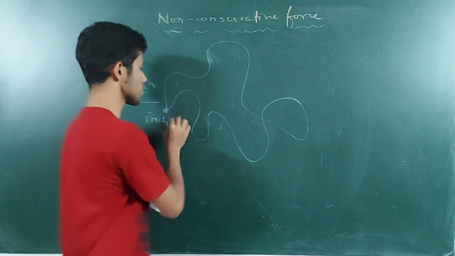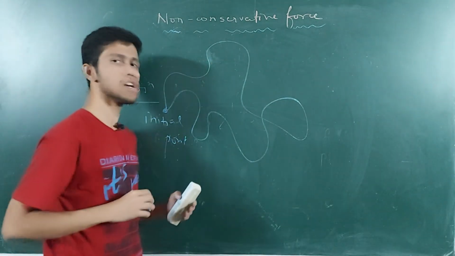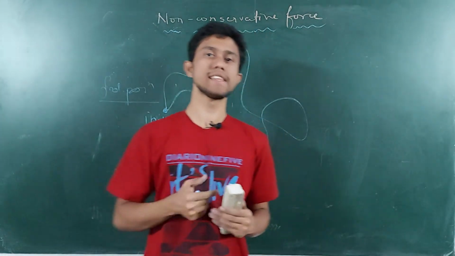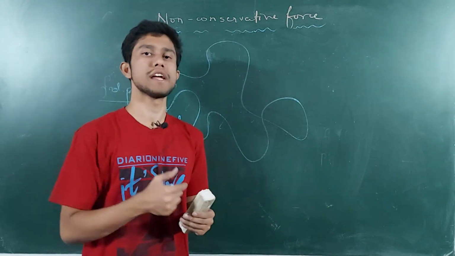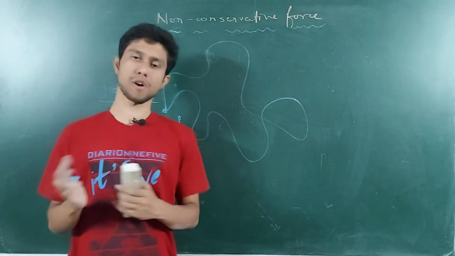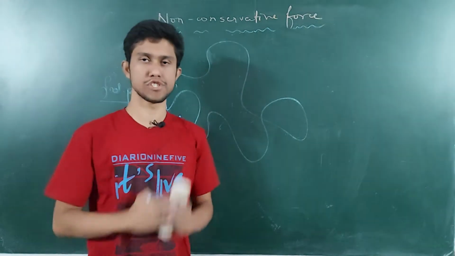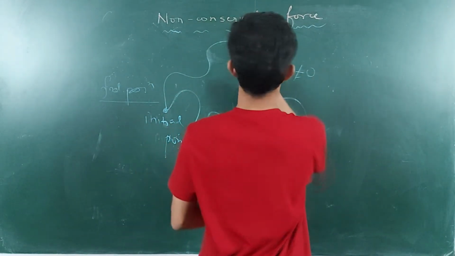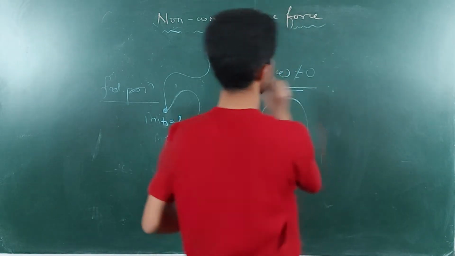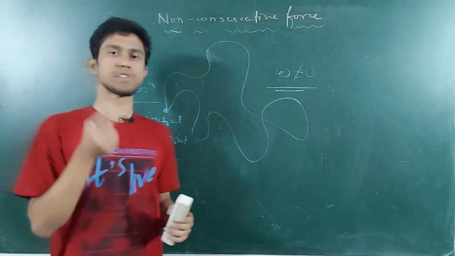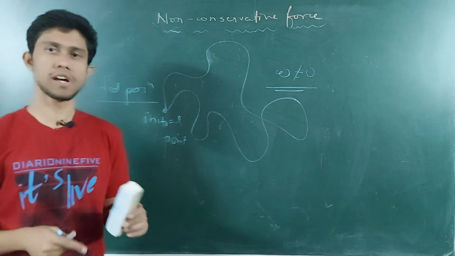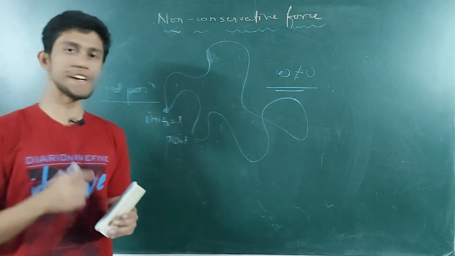So when it goes from the initial position to the final position, the work done will not be 0, but will have some value, and this value will increase with increase in the path taken from going from position 1 to the final position. Okay, so the work done here by the non-conservative force is not equal to 0. There will be some considerable amount. So this is the non-conservative force in case of the return journey.